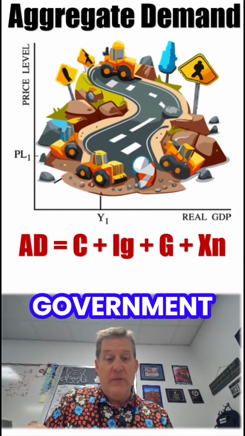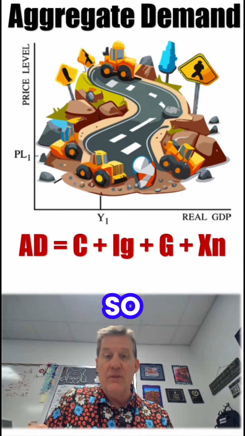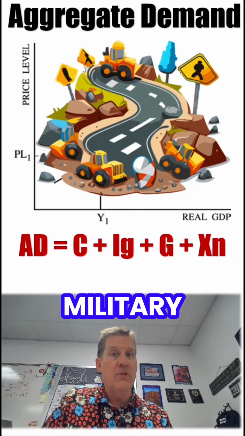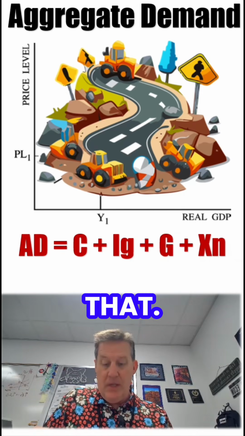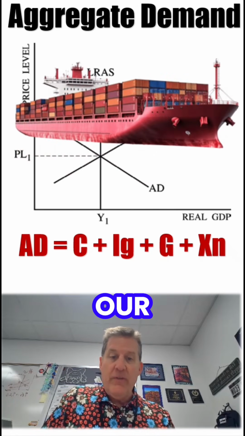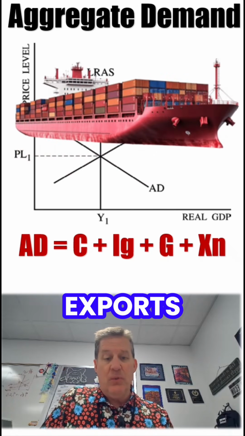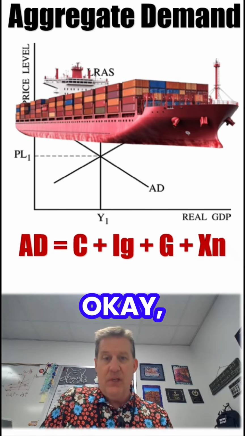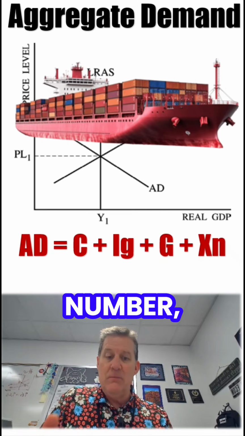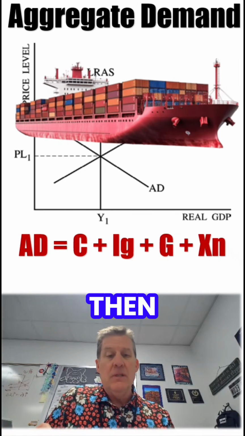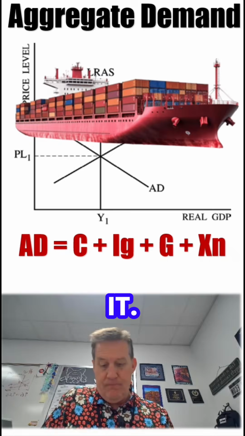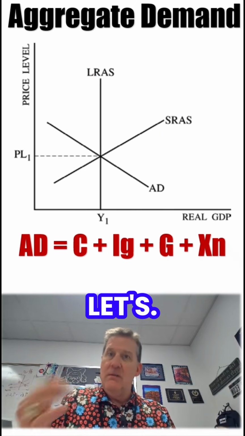Then we've got our government spending on goods and services. So new road construction, military spending, schools, all of that, the police. And then we have our net exports, which is exports minus imports. Okay, so exports are added to our GDP number or our aggregate demand number, and then imports are subtracted from it.